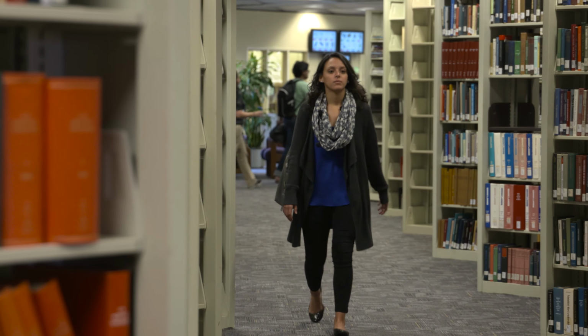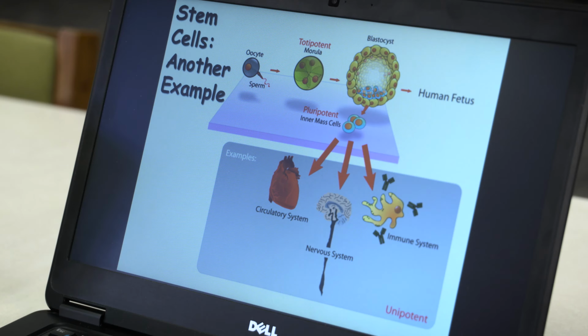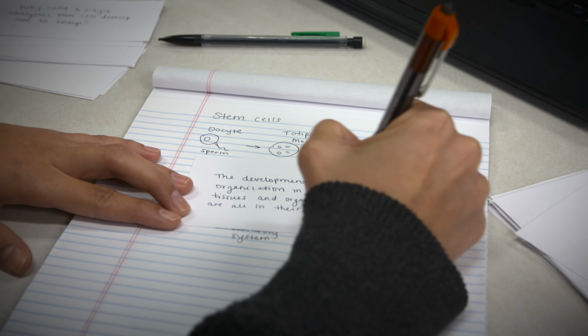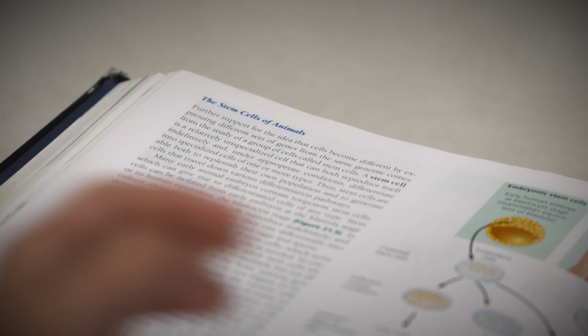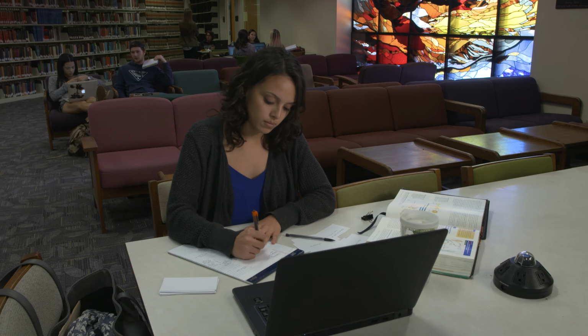Better options would be to study in the library or at a desk, since you will know exactly what you are there to do and will be able to dive right into your work. It is always important to study in a place that is conducive to studying.